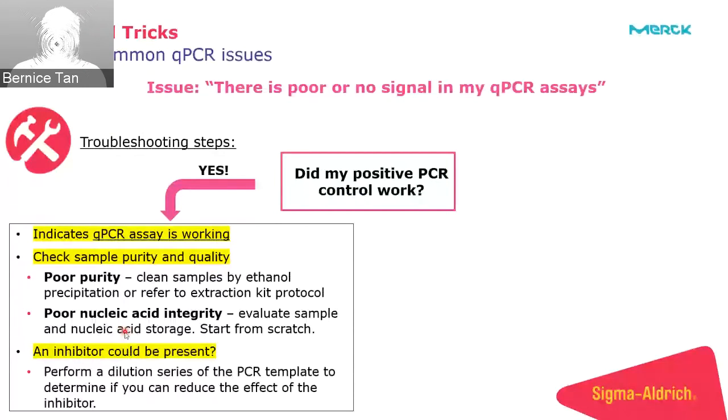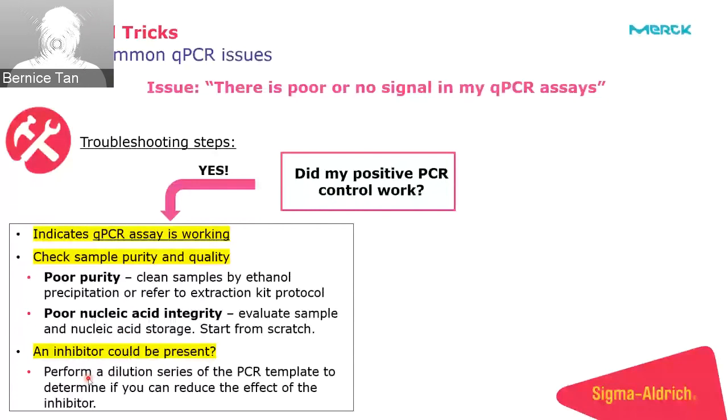Now, if you've checked all that and you still can't detect an issue, it could be possible that an inhibitor is present in your sample. So you can try and dilute these samples out to see if you can dilute the effects of your inhibitor and get your PCR to work.